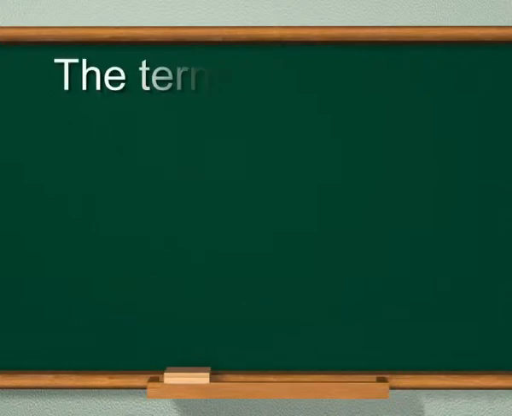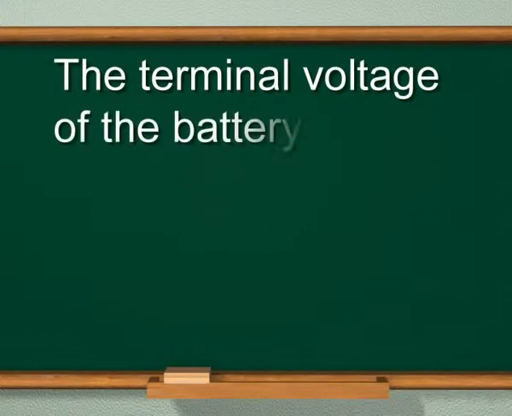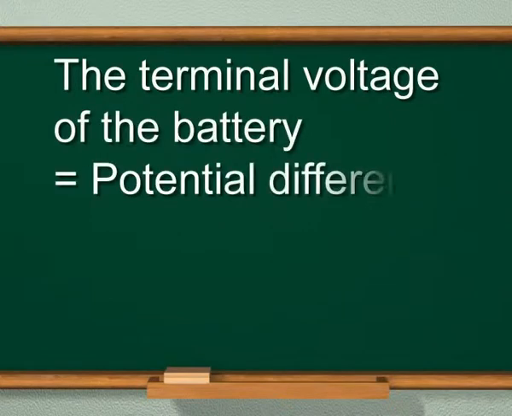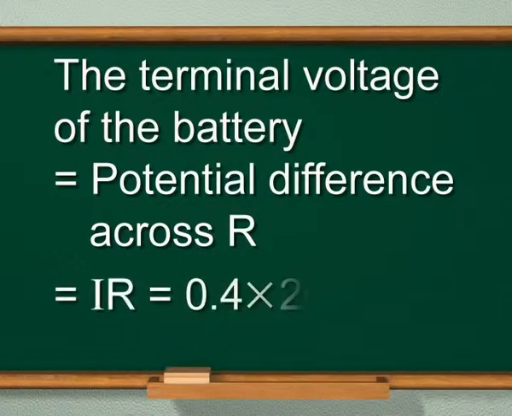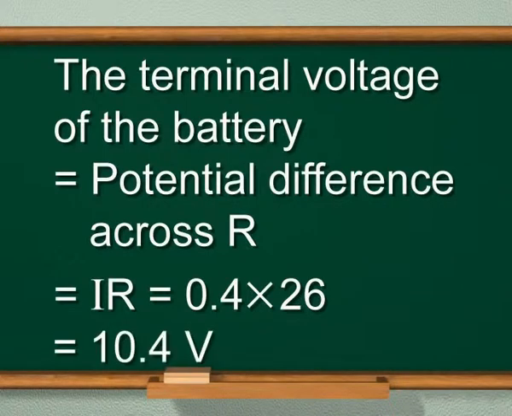Now, the terminal voltage of the battery is equal to the potential difference across R, equal to I into R. This turns out to be 0.4 into 26, that is 10.4 volts. There is yet another problem.